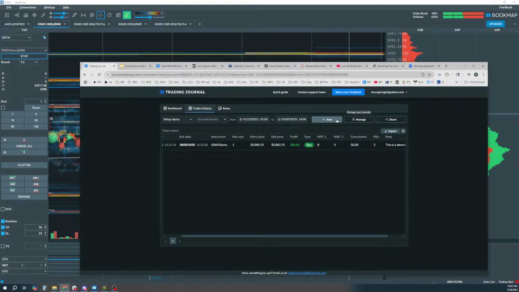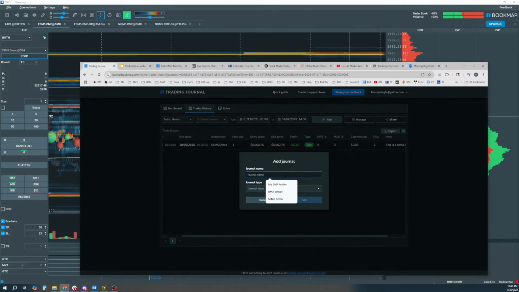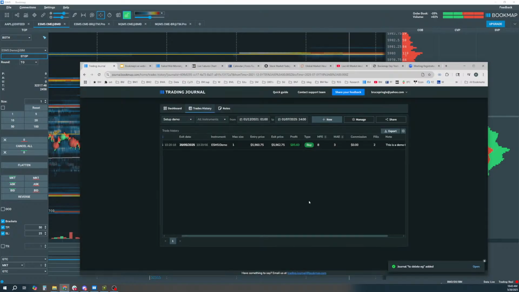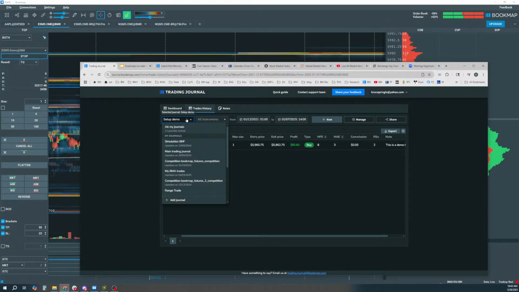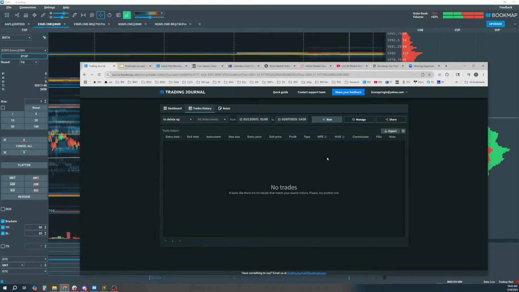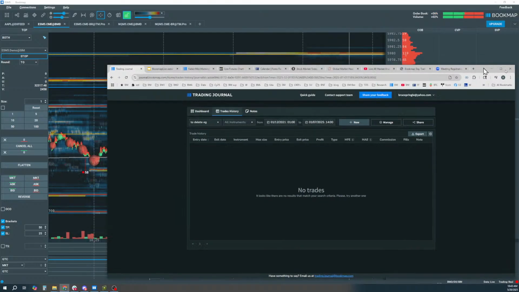Okay, so new journal. Let's call it "to delete example." Type: Simulation. Add. All right, and let's go into our to delete journal. We have nothing in there right now, so let's take a trade.